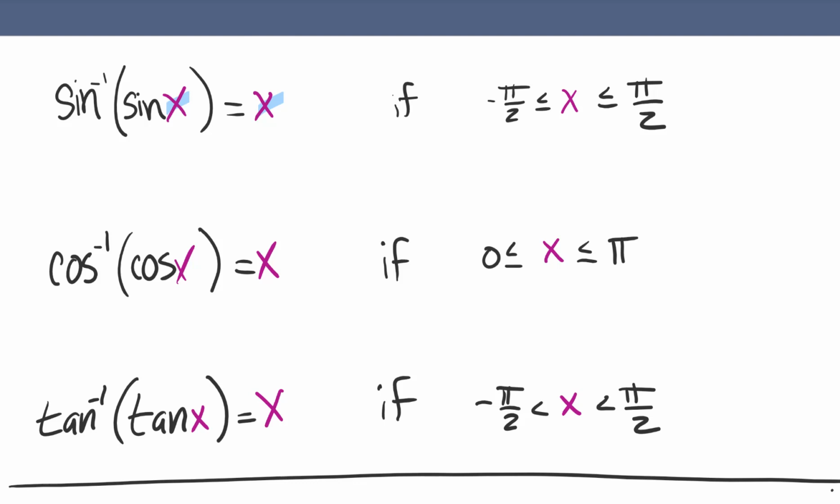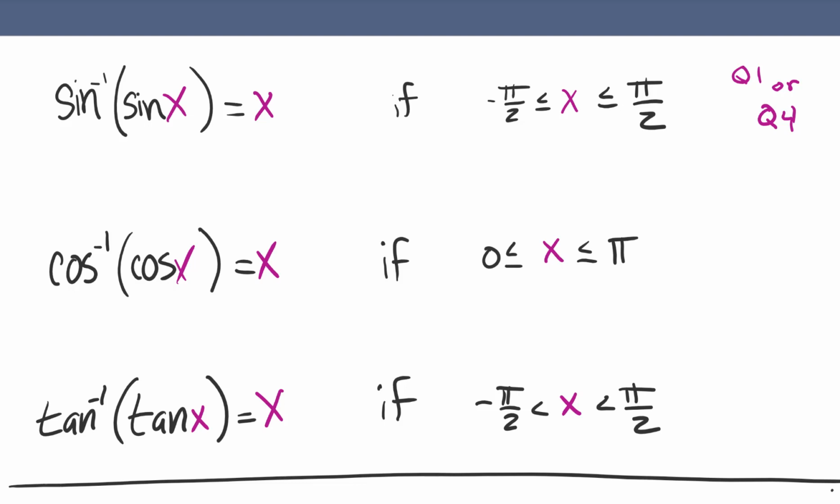Your input will be the output, as long as that x value is in between negative pi over 2 and pi over 2. That's the range of sine inverse of x. That's also saying that the x value is in quadrant 1 or quadrant 4. Remember that inverses are angles. The answer is going to be an angle, because inverses are angles. So we're either in quadrant 1 or quadrant 4.